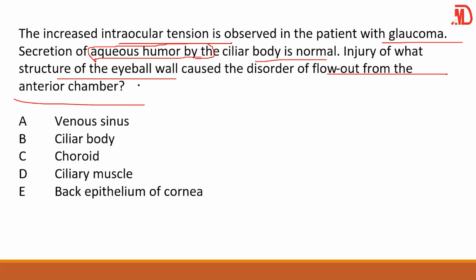So at what point will there be a blockage? You ask yourself, what drains the aqueous humor? And your answer is what? The venous sinus. So the venous sinus is responsible for draining the aqueous humor. And you know, veins in general are responsible for drainage. So over here, simply put, don't stress your mind. Your answer is the venous sinus. So your answer is A.